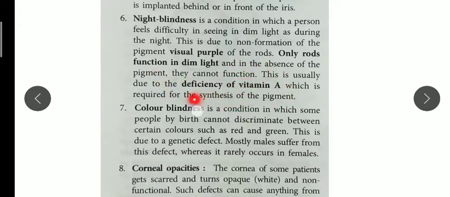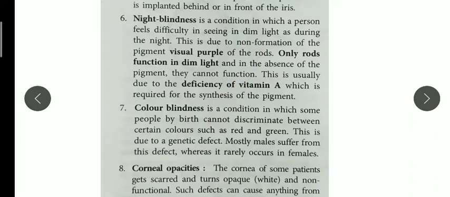So it will cause the deficiency of vitamin A. Why? Because vitamin A is very important for the synthesis of this pigment, rhodopsin, or we can say visual purple. So this is the condition where people are unable to see in dim light during night time.